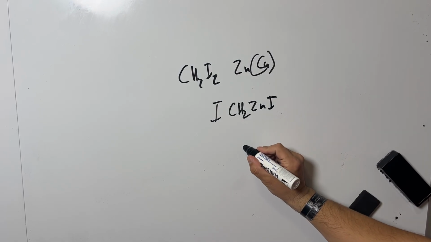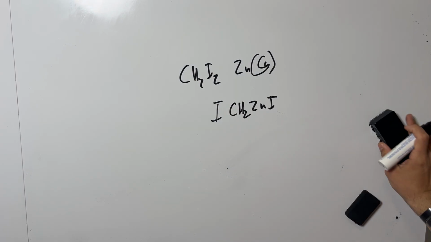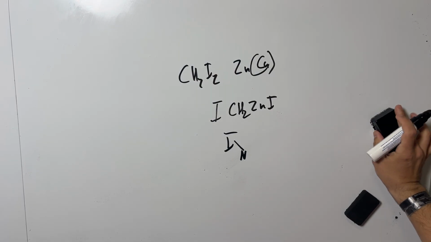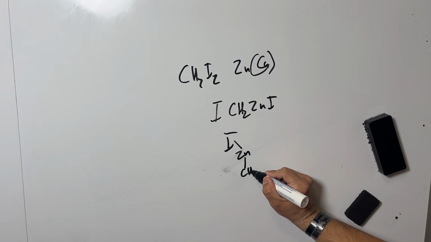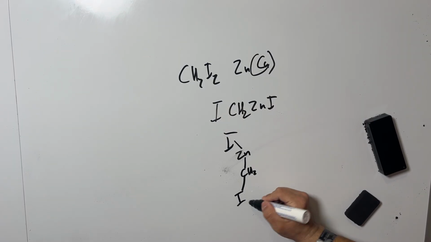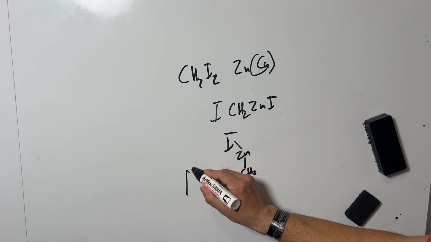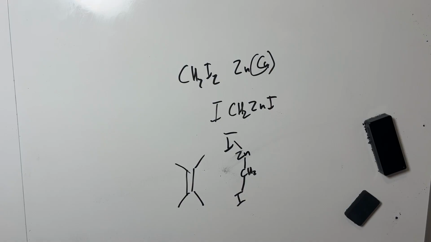Now this is a carbenoid because it functions as a carbene, but it isn't a carbene itself. We still can react it with an alkene to get our cyclopropane.